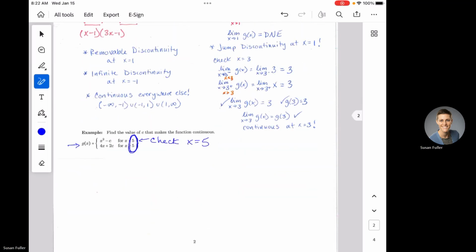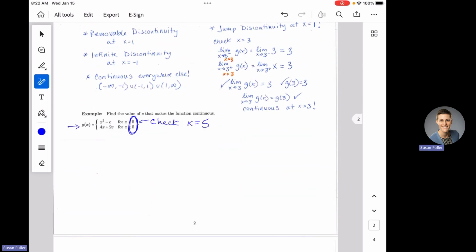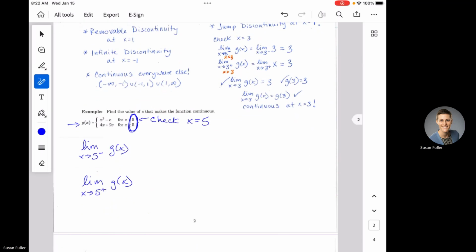So to check continuity, we're going to have to see whether or not we have a jump there. To see if we have a jump, we're going to check the limit as we approach 5 from both sides. First we'll look as we approach from the left, and then we will look as we approach 5 from the right of my function. Okay, so I need the limit as x approaches 5 from the left. We'll start with our left-sided limit.